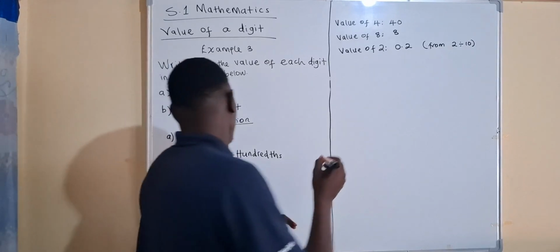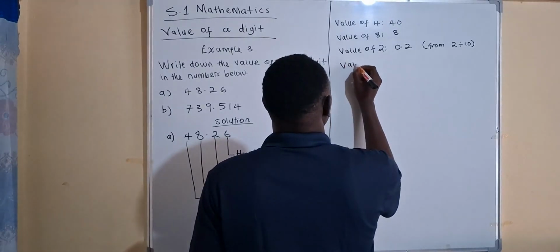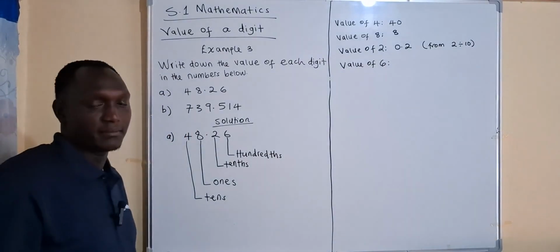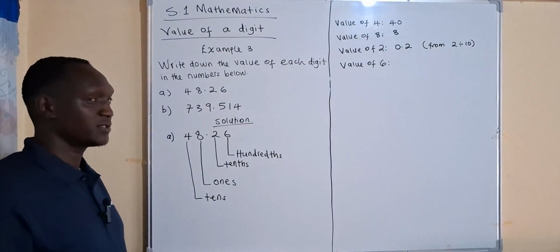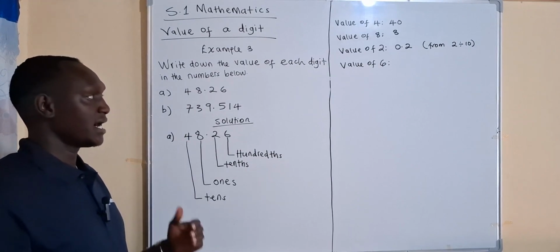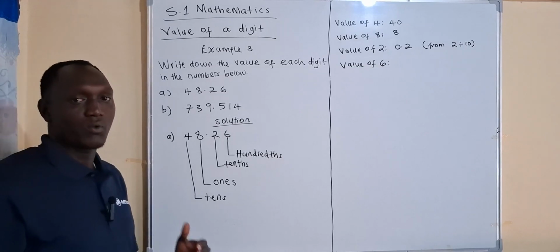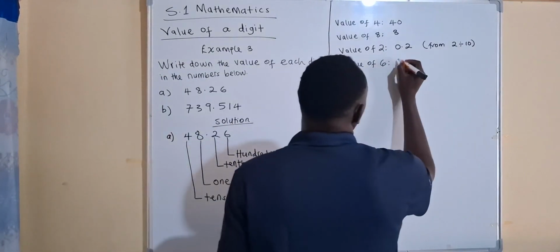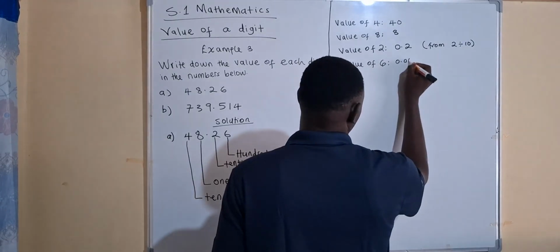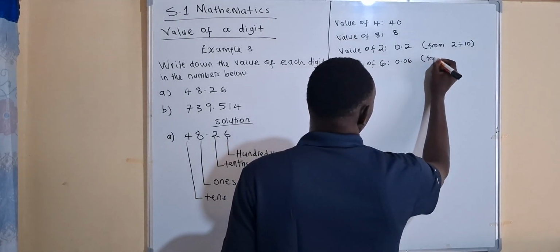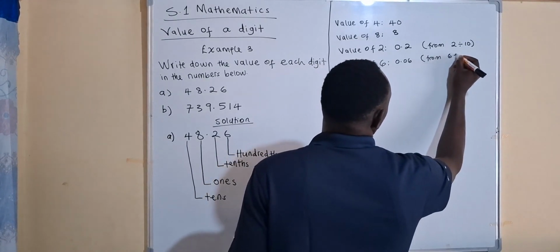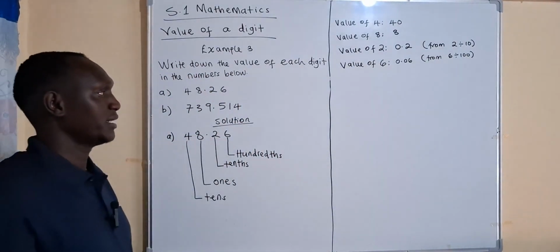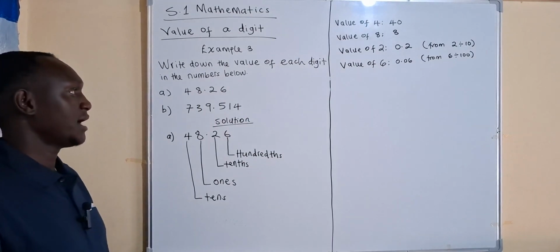And then we go to the value of 6. 6 is the second number after the decimal point. So for the second number after the decimal point, we divide by 100. Therefore, 6 divided by 100 gives us 0.06. If you press the calculator, 6 divided by 100 actually gives you 0.06.